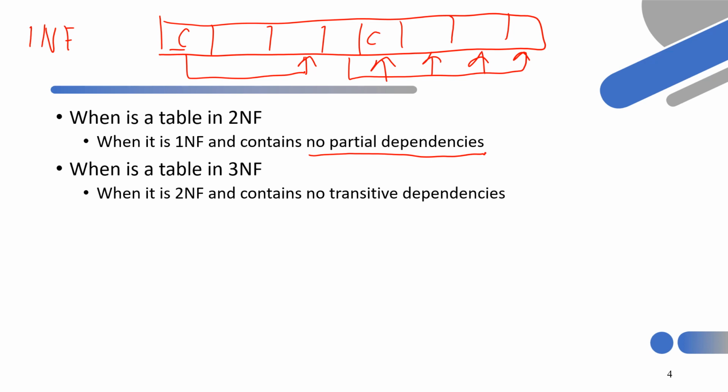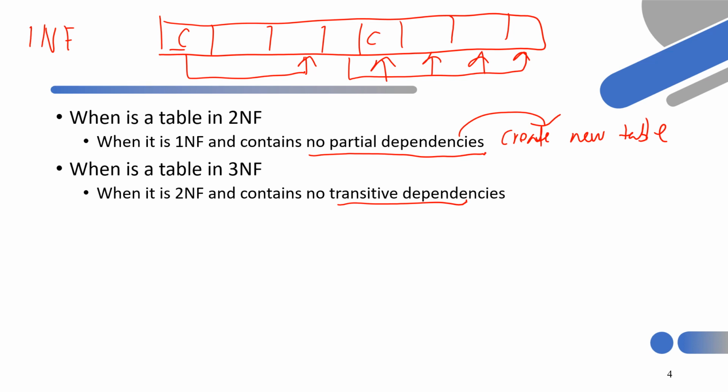So how do we make sure that there are no more partial dependencies? We need to eliminate them by creating a new table. How to eliminate the partial dependency? By creating the new table. The same goes for the third normal form: it must be in second normal form, which means there is no more partial dependency, and we also need to remove all the transitive dependencies, if any. Also the same, you need to create a new table to remove the transitive dependencies.